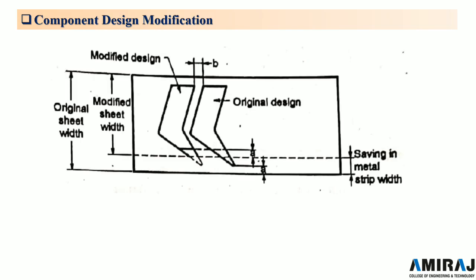Now let us discuss the component design modification. As discussed in the previous example, material utilization can often be considerably improved by modifying the sheet metal layout and considering the multi-punch, multi-line operation. Sometimes, however, still higher material utilization may be obtained by slightly modifying the design of the blank. Now for that, consider the example for the blank. The original design has a sharp edge at the bottom.